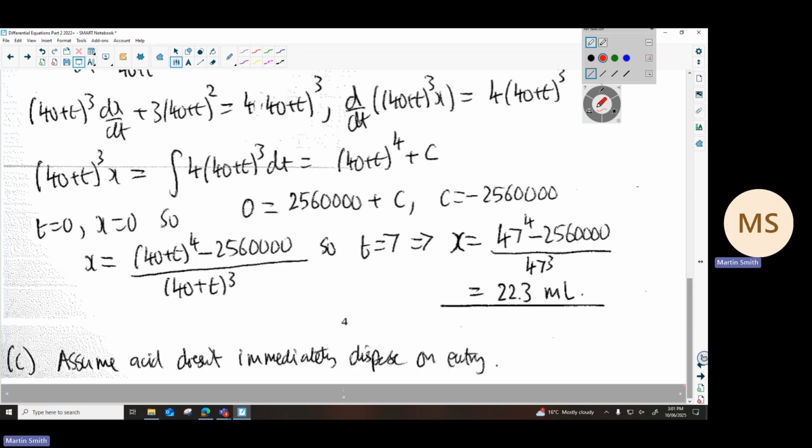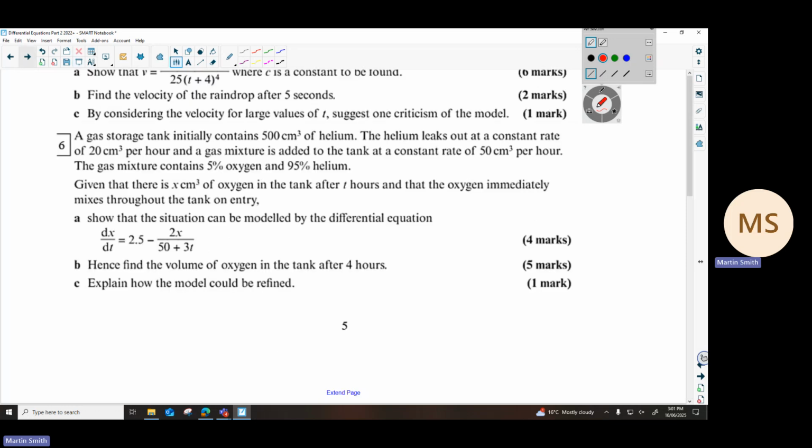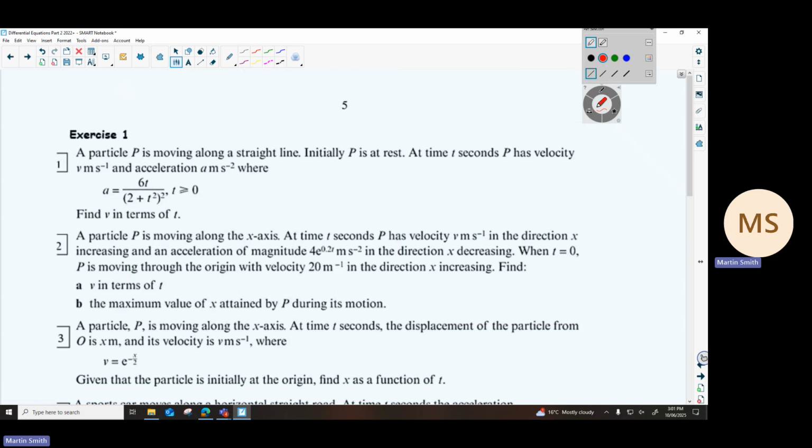Again, the standard assumption at the end: we assume the acid does not immediately disperse on entry. Okay, students, you are now in a position where you can do the next exercise, which is exercise 1.